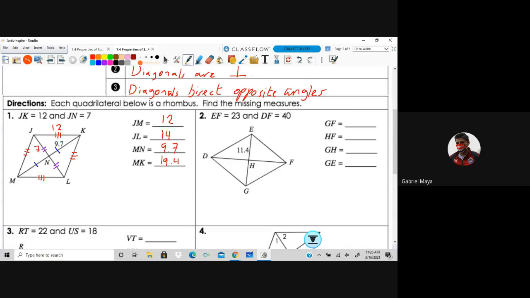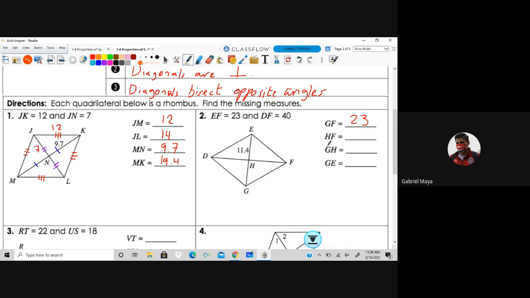All right, let's go ahead and get to this. Let's get down to business. What is GF? And don't say it stands for girlfriend. No, I'm talking about this segment right here. What's that length? 23. Very good. You know that all four sides are congruent. If EF is 23, GF is 23, DE is 23, DG is 23.